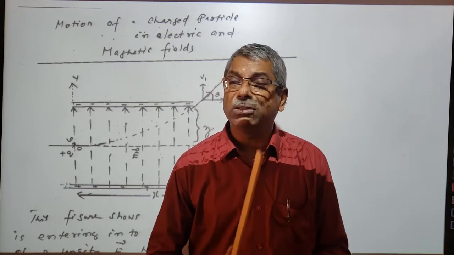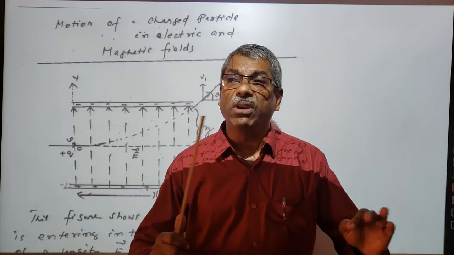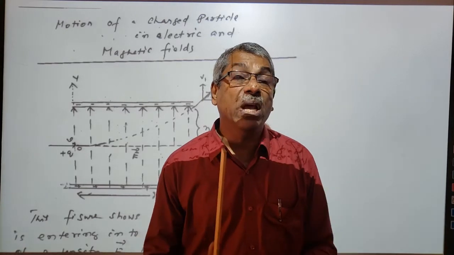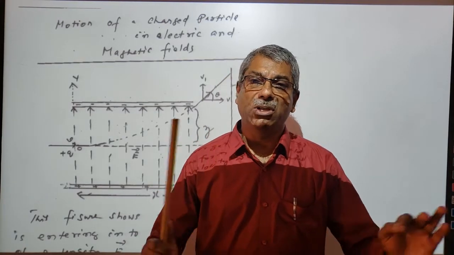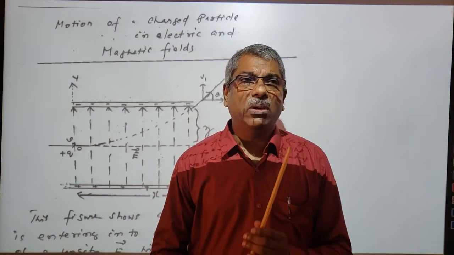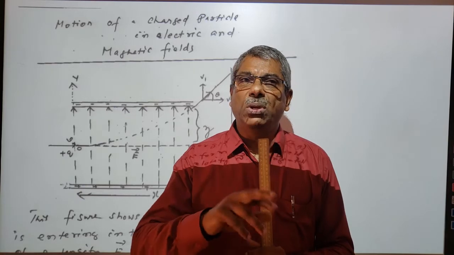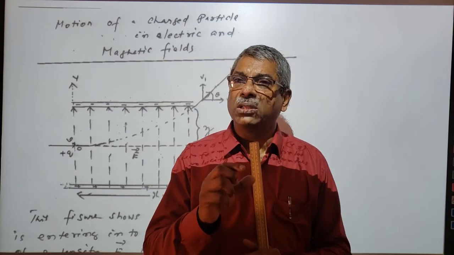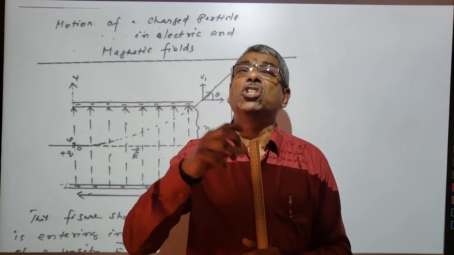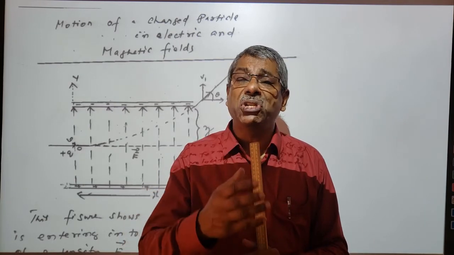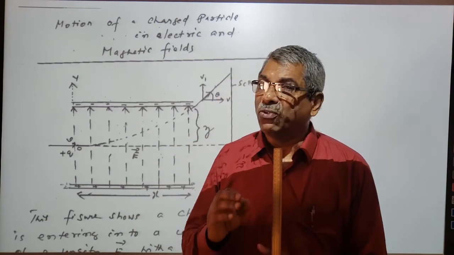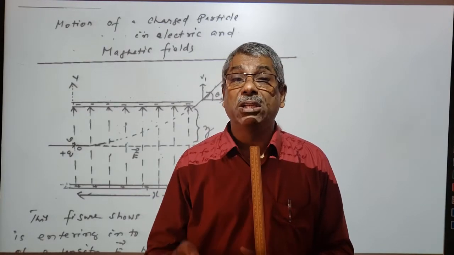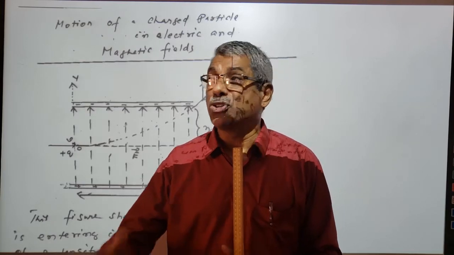Q is the charge and B is the magnetic field intensity. And sine theta: theta is the angle between the velocity vector and the magnetic field intensity vector. So you have to always remember these two conditions, one is electric field and the other is magnetic field. In the electric field, when the charge is stationary or moving, in both cases force acts on it. But in a magnetic field, the force will act on the charged particle only when it is in motion.